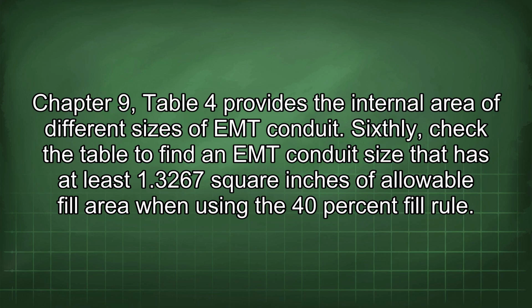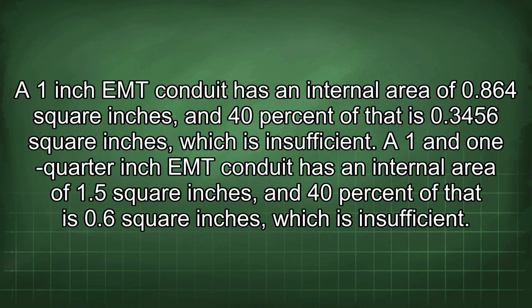Chapter 9, Table 4 provides the internal area of different sizes of EMT conduit. Sixthly, check the table to find an EMT conduit size that has at least 1.3267 square inches of allowable fill area when using the 40% fill rule. A 1-inch EMT conduit has an internal area of 0.864 square inches, and 40% of that is 0.3456 square inches, which is insufficient.